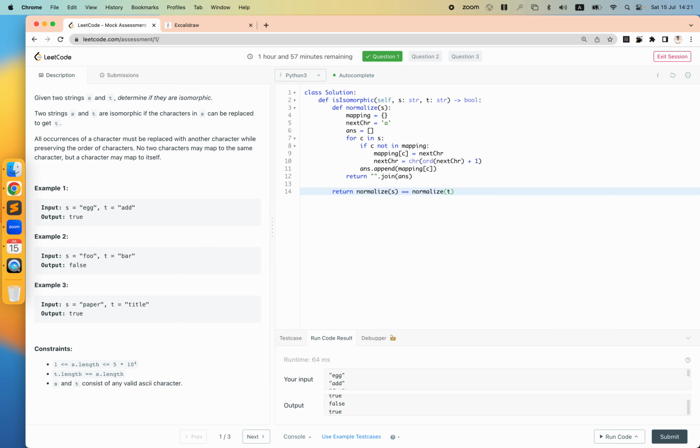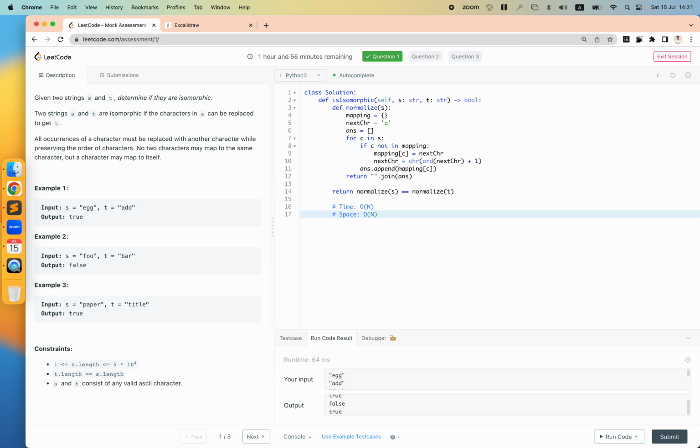Okay, so the time complexity of this problem will be O(n), and the space complexity will be this one: the map being up to 26, but the answer here will be the length of the string. So this is solution 1.